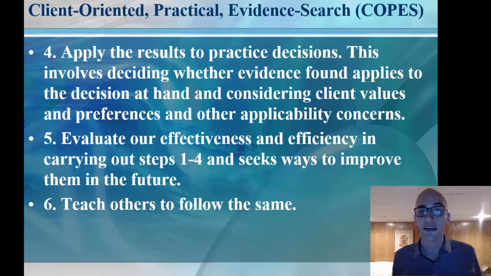Step 5 is to evaluate the effectiveness and efficiency of carrying out steps 1 through 4, and then seek to improve them in the future. So we found that Scared Straight programs weren't as effective, so what might be a different step that we can use instead of that? And then step 6 is to teach others how to use the same. So just documenting based on your COPES question, what did you find and how could you improve practice in a different way?